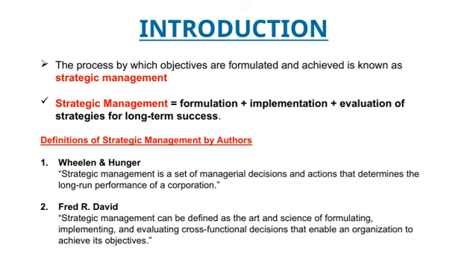Different authors have offered their insights into what strategic management entails. For example, Whelan and Hunger describe it as a set of managerial decisions and actions that determine how well a company performs over the long run. They emphasize the importance of decision-making in shaping the company's future.